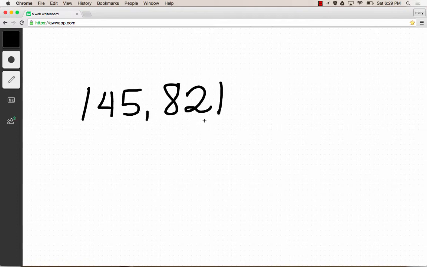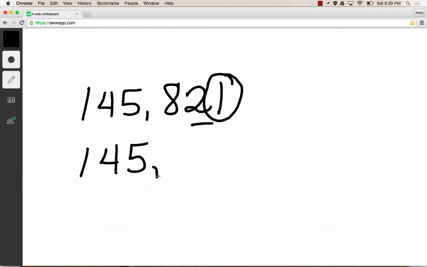145,821. And I've underlined the tens place. I'm going to go directly to the right and circle the 1. This is going to tell me that the 2 is going to need to stay the same because this number is 4 and below. So I'm going to rewrite the number 145,820. So remember, the circled one is now going to become a 0. Go ahead and check that one.